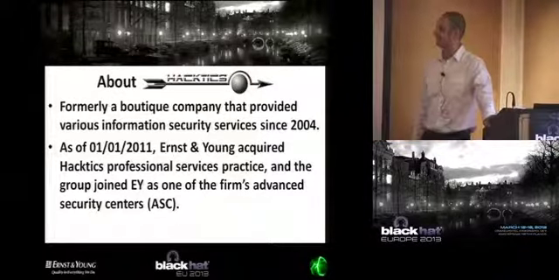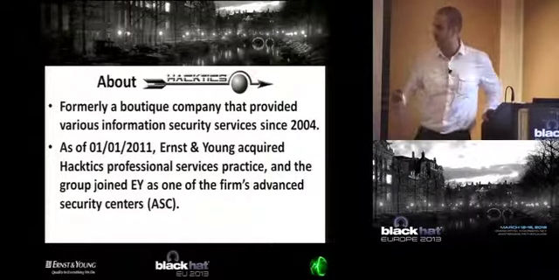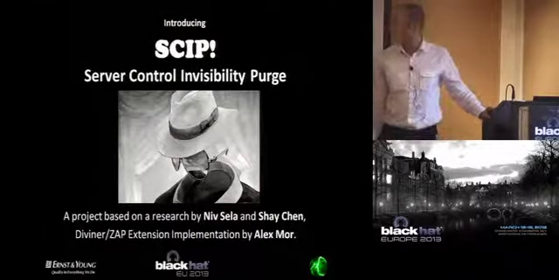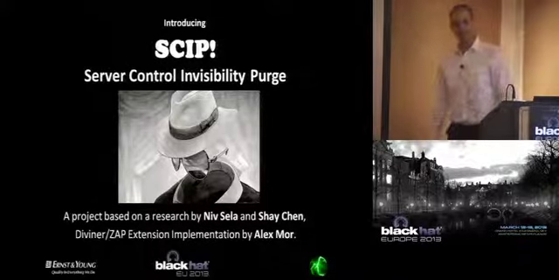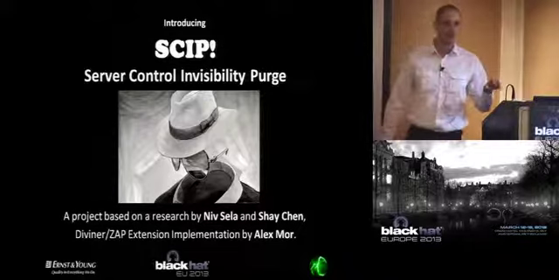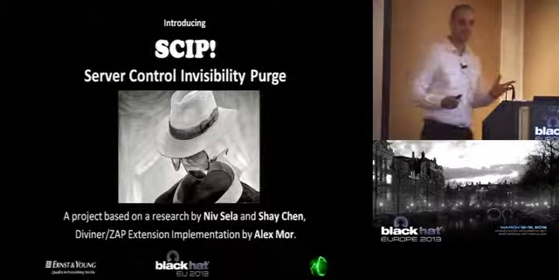And I'm here to present a new open source project that Hectix has been developing for the past year or so, which is currently nicknamed SCIP, an acronym that stands for Server Control Invisibility Purge, an OWASP ZAP extension designed specifically to assess the security of ASP.NET and Mono, and do neat things with it.